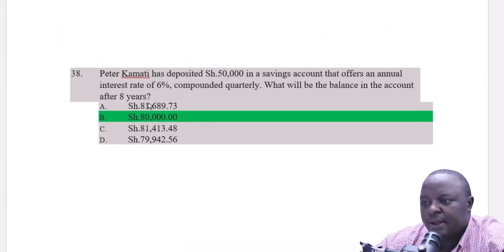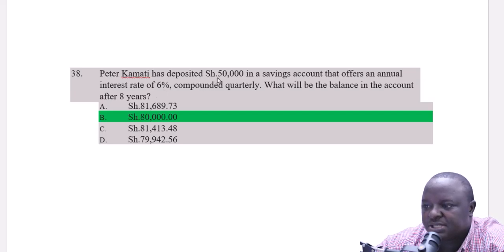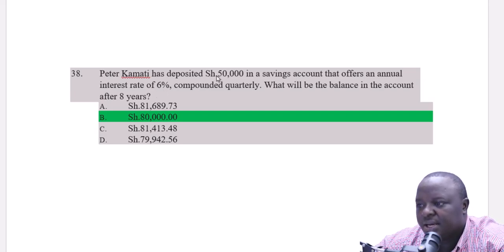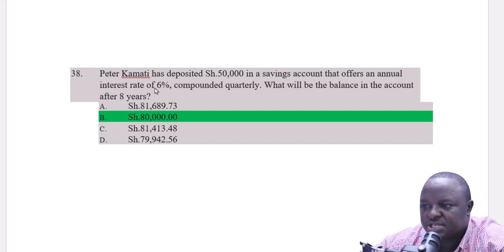Question 38. Peter Kimathi has deposited 50,000 in a savings account that offers an annual interest rate of 6%, compounded quarterly. What will be the balance in the account after 8 years? Peter Kimathi has deposited 50,000 in a savings account that offers an annual interest rate of 6%, compounded quarterly. What will be the balance in the account after 8 years?